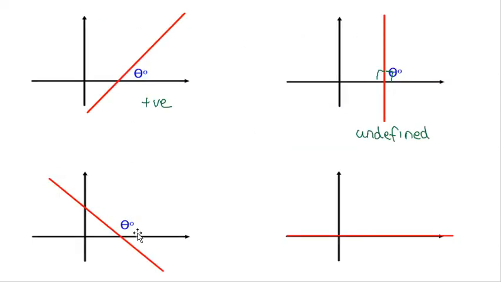Continuing on, now if we have an obtuse angle, so an angle bigger than 90 degrees but less than 180, you'll see that this time, from an obtuse angle in there, our line is now sloping down the way, which means that we have a negative gradient.